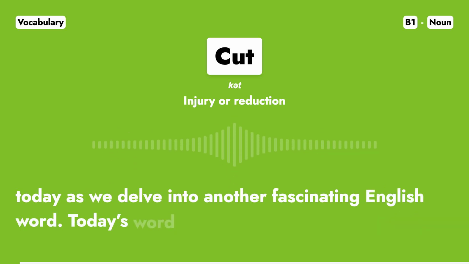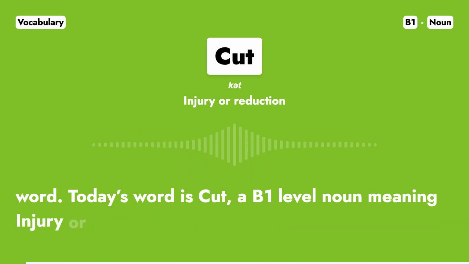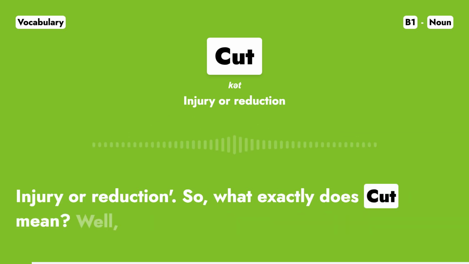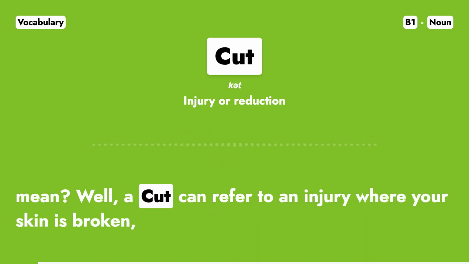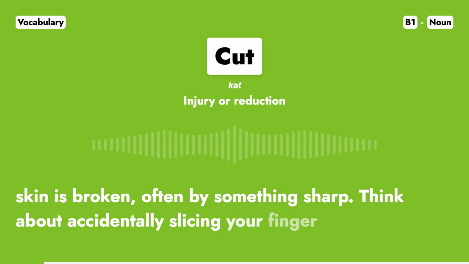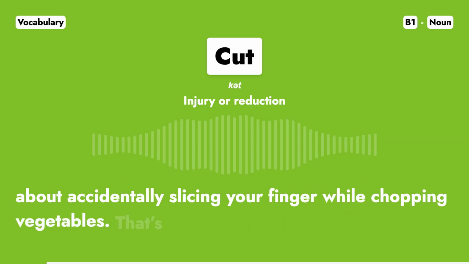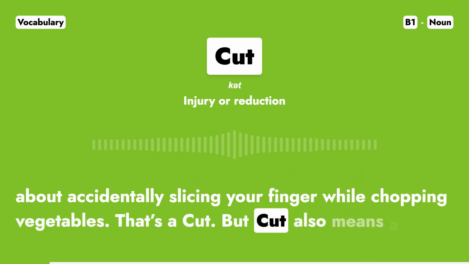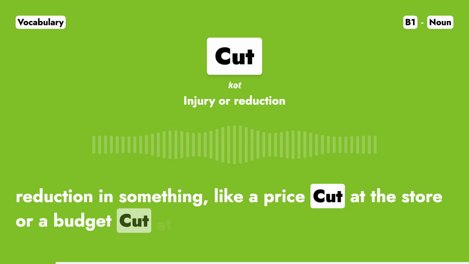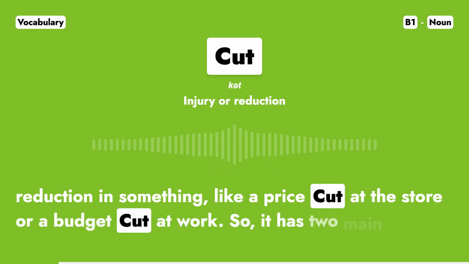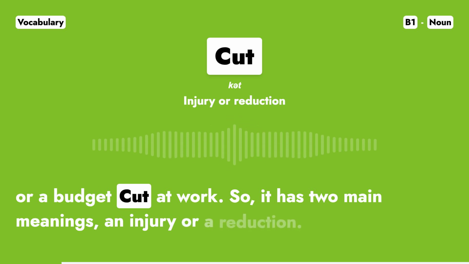Today's word is cut, a B1 level noun meaning injury or reduction. So, what exactly does cut mean? Well, a cut can refer to an injury where your skin is broken, often by something sharp. Think about accidentally slicing your finger while chopping vegetables. That's a cut. But cut also means a reduction in something, like a price cut at the store or a budget cut at work. So, it has two main meanings, an injury or a reduction.